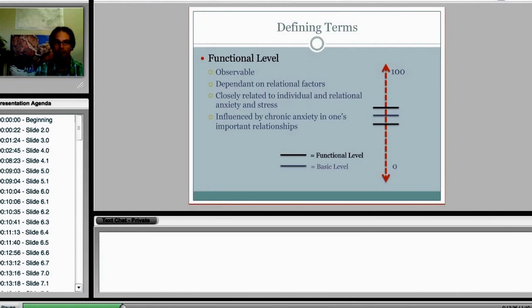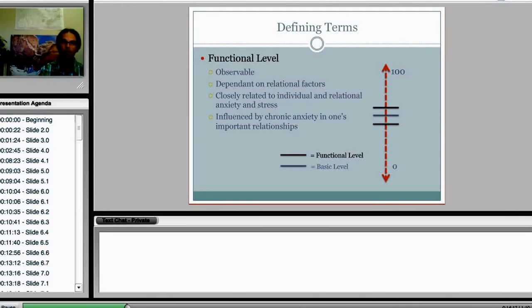As you can now see on this slide, the functional level is indicated by the two black lines. This is a range of behaviors, and the basic level is represented by the gray line, which is in the middle. Again, this is because the basic level does not fluctuate, it's not observable, but what we can see is the functional level of differentiation. And the variance between the upper range and the lower range of behaviors is going to be a key indicator of how high one's basic level of differentiation is.